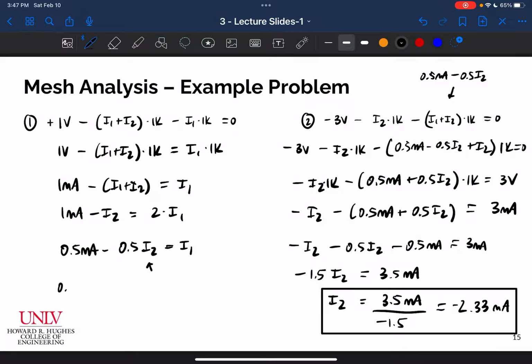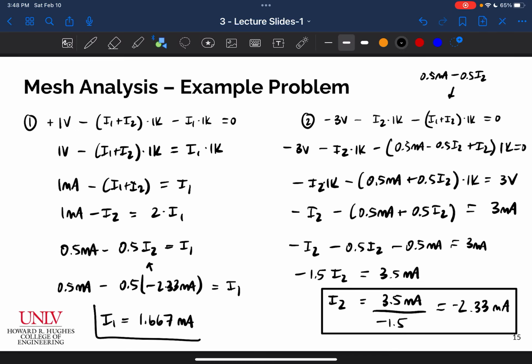Okay, so I just solved for I2, and now I can go ahead and plug that back in here, and I get negative 0.5 milliamps minus a half times negative 2.33 milliamps gives me I1. So I1 is multiplied by a half, and then I subtract 0.5, and I get that this I1 is going to be, oh, sorry, I needed to add a half, plus 0.5, that should give me, yep, 1.667 milliamps.